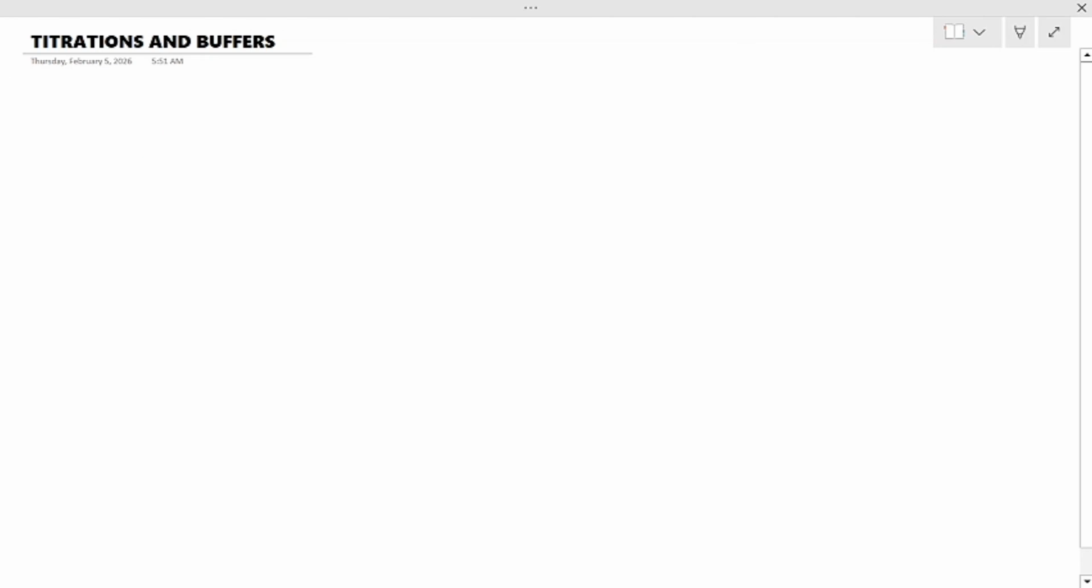So we're looking at example problems with titrations, and that includes acids, bases, and buffers.